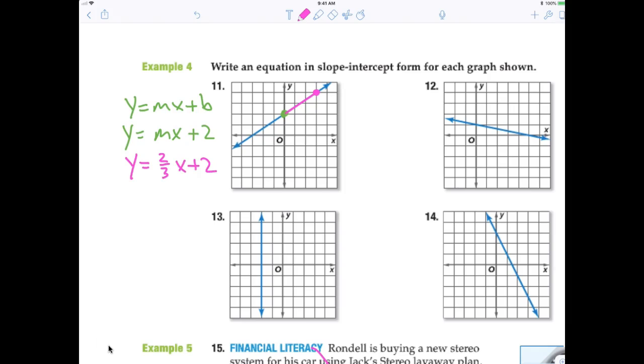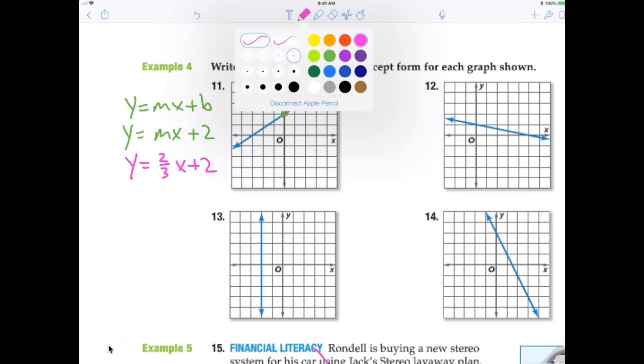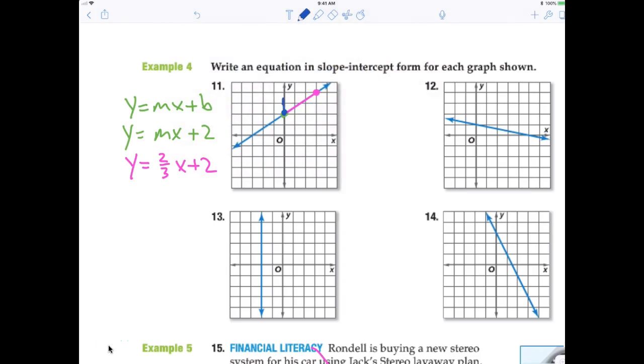Now again, if you're not sure how we got that, please just watch. All you're doing is you're saying from this point, I went up how many? 2. And I went over how many? 3. So remember, that's delta y, and that guy right there is delta x. I went up 2 and over 3.